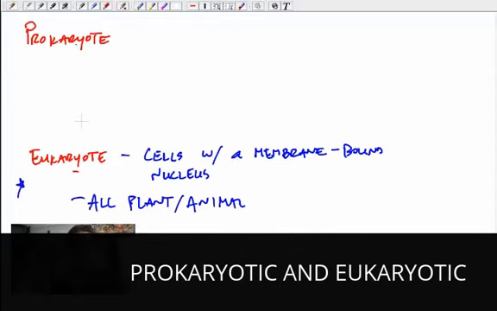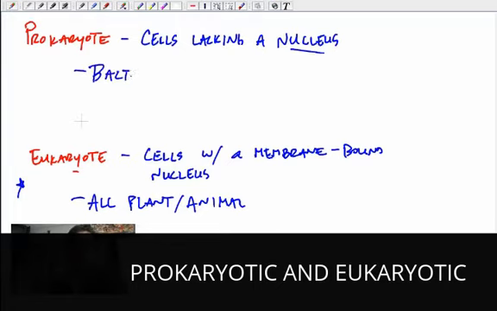There's also another class of cells called prokaryotes, and these are the opposite. So they are cells lacking a nucleus. Okay. And so this is specifically lacking a membrane-bound nucleus. An example of a prokaryotic cell would be all bacteria. When you get sick, you have a bacteria in you. They are prokaryotic in nature. They do not have a nucleus.